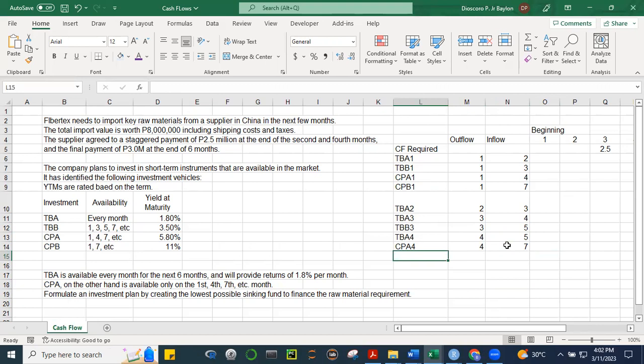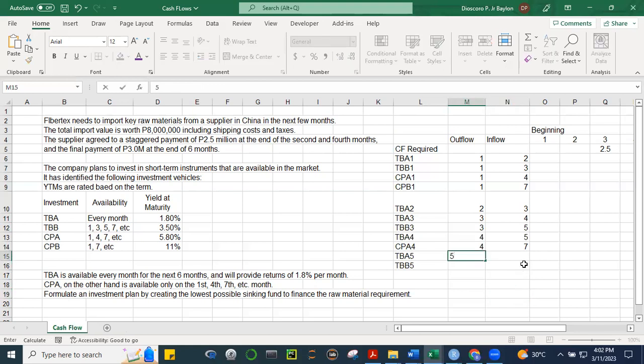What else, class? Yes, we can have TBA in month 5 and TBB 5. So we can have TBA 5 and TBB 5, and both will be invested in month 5. But TBA 5 will mature on month 6, right? And then TBB 5 will be invested in month 5, and then it will mature at the beginning of month 7. All right. Any other investments, class?